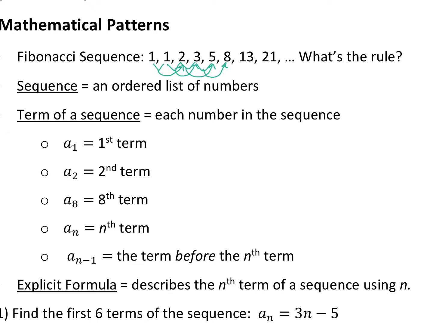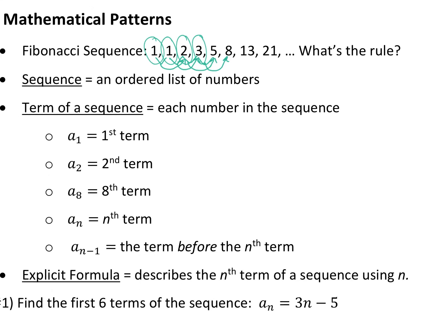A term of a sequence is each number that comes in that sequence. So this is a term, this is a term, this is a term. It's your first term, your second term, your third term, your fourth term, your fifth term, your sixth term. There's all these terms in a sequence.